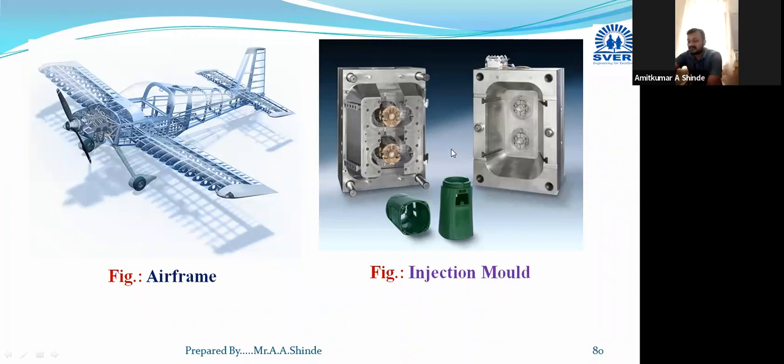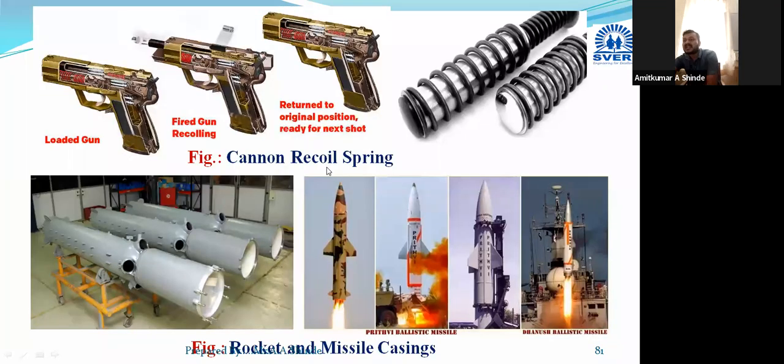Then the next application, in the next slide, is the cannon recoil spring. Whichever gun you have seen in the movies, they are loading the gun and firing the gun. And in this loading and firing process, the cannon recoil spring plays an important role. Here I have shown it separately. Here is where the cannon recoil spring is. You can see the cannon recoil spring in the gun. In lots of movies you have already seen it. They are loading the gun and they are firing it.